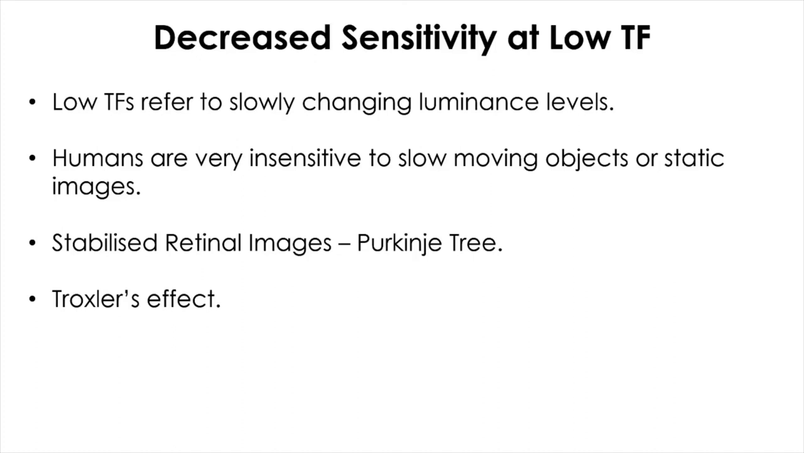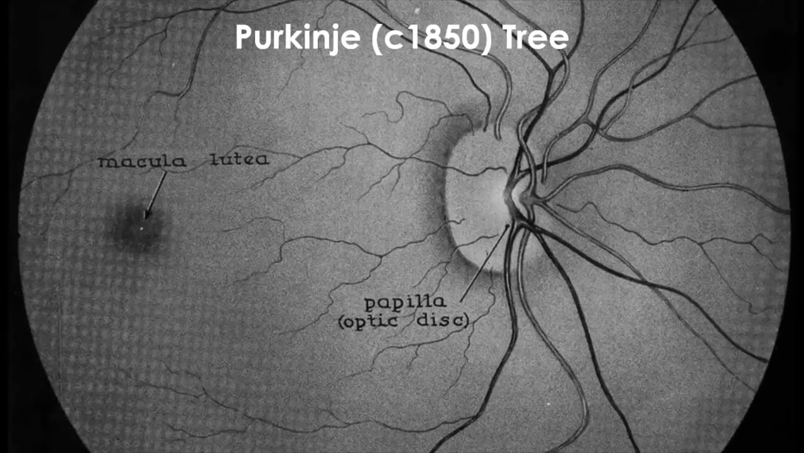There are other related phenomena such as stabilized retinal images, such as the Purkinje tree, and fading of static images called Troxler's effect. This picture shows the inside of our eyes covered with blood vessels. The pattern of blood vessels as shown in this picture is called the Purkinje tree, after the Bohemian physiologist who first described it. Obviously, some of the blood vessels will be in the way of the fovea, blocking the light and casting shadow on the surface of the retina. Nonetheless, we do not see these blood vessels in normal everyday visual activities.